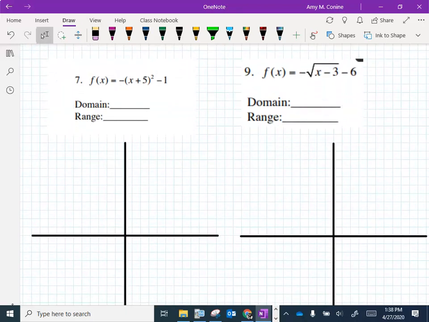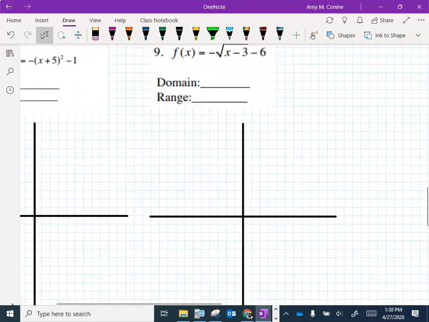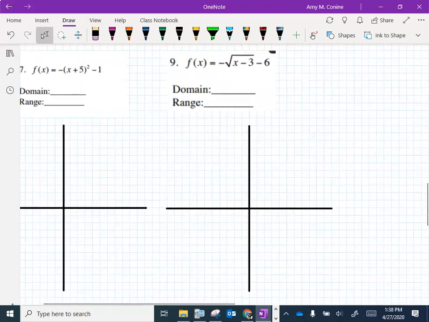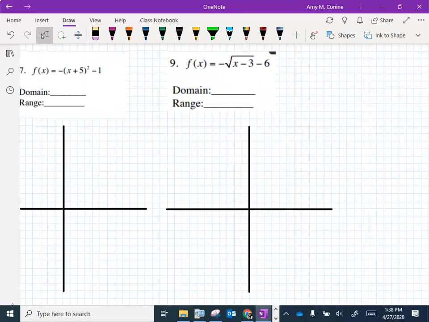So let's look at our number 9, square root. Okay, we have negative root x minus 3, and then the whole thing is -6. I graph my parent function real quick. 1, 2, 3, 4. Okay, that's my parent function.